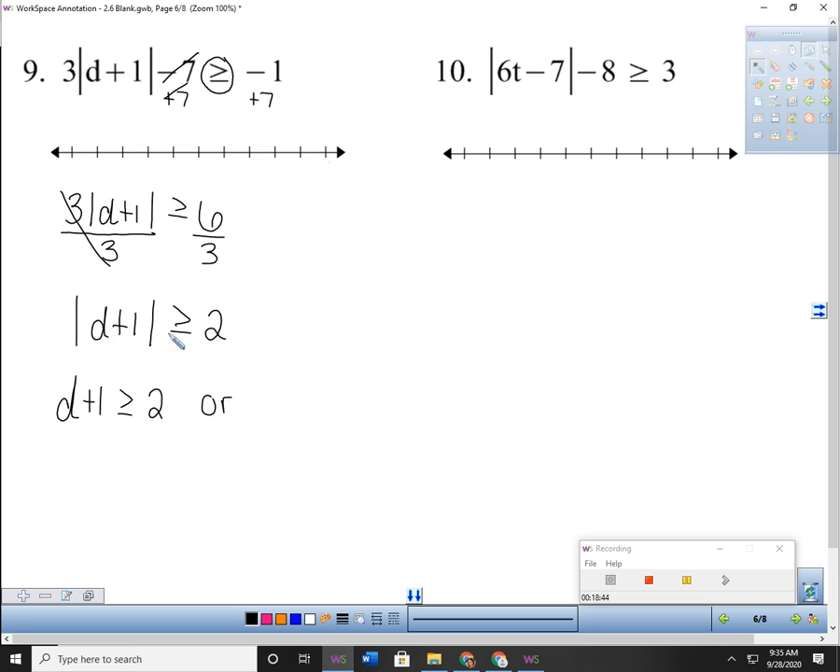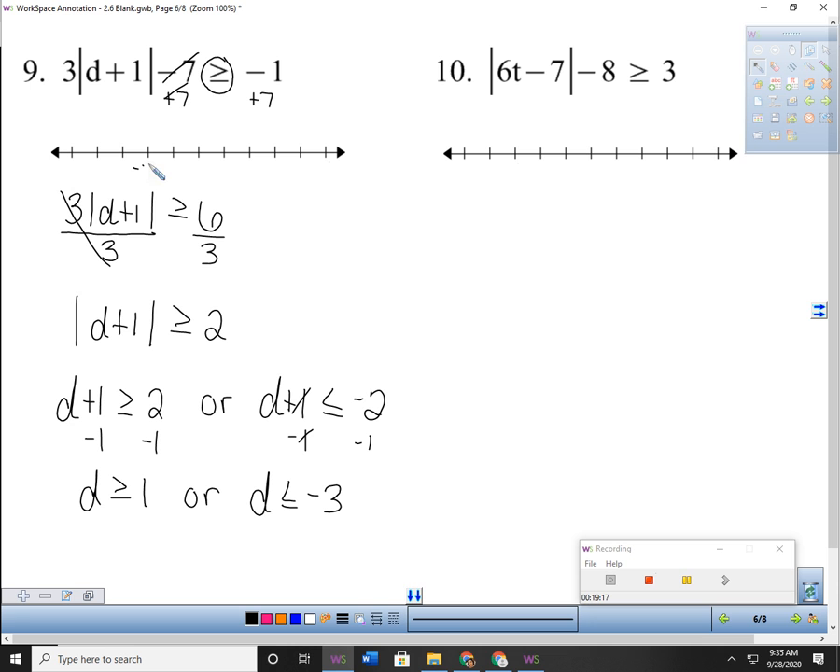Set up your second problem. D plus 1 is still on the right, but then you have to flip and change this to a negative. So flip, change to a negative. Then you work out both problems. I have minus 1, so d is greater than or equal to 1. Or, same thing, subtract the 1. D is less than or equal to negative 3.